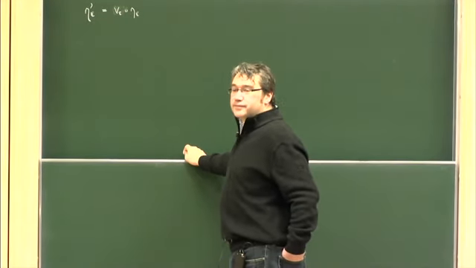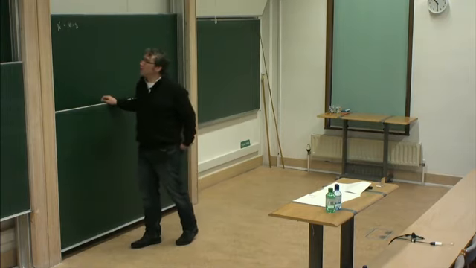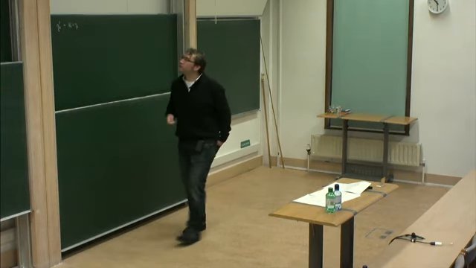What kind of object is V epsilon? V epsilon is a vector field. It's a derivative on omega. On omega, yes. So I'm assuming a fixed domain.